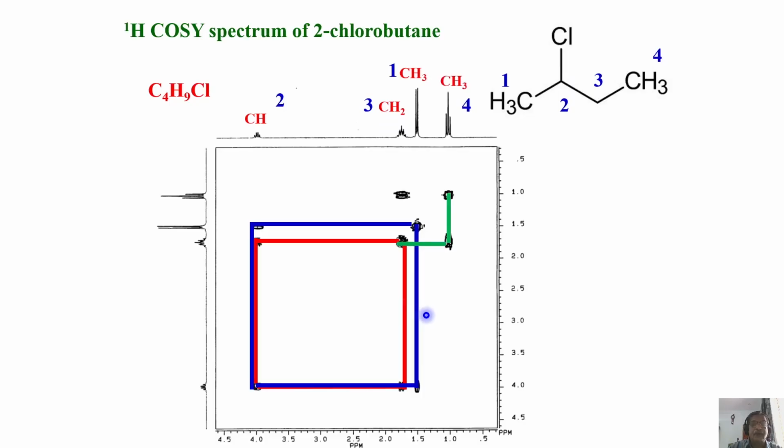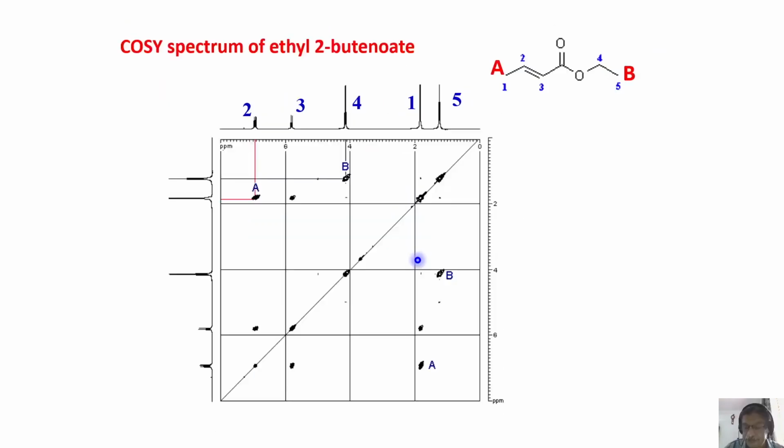Now this CH2, again complete the square. This CH2 is coupled to this CH3. From this, go horizontally, vertically, complete the square. So very easy. In a systematic, stepwise manner, you can go. I started with the CH3, which I knew. I completed this one and hit upon CH. I also came to know this CH is coupled to CH2. From CH2, I can find out it is also coupled to CH3. So the entire coupling network I could assign from one spectrum. That is the beauty of COSY.